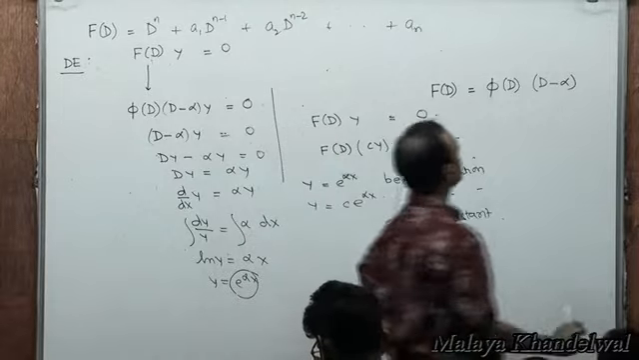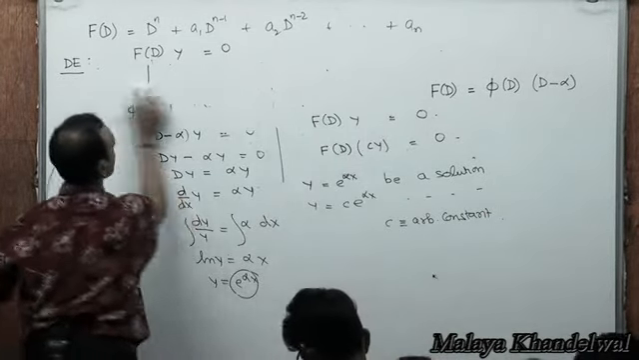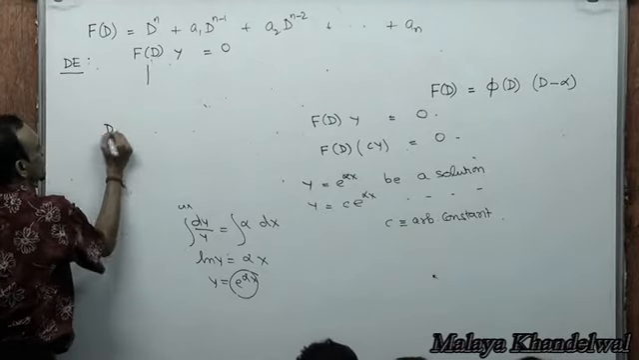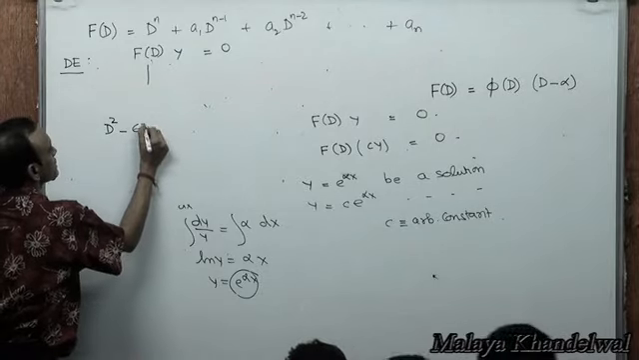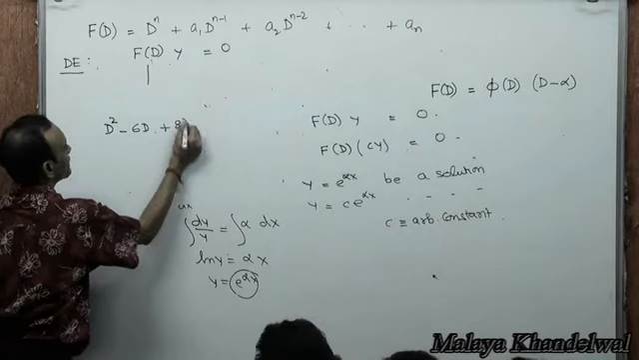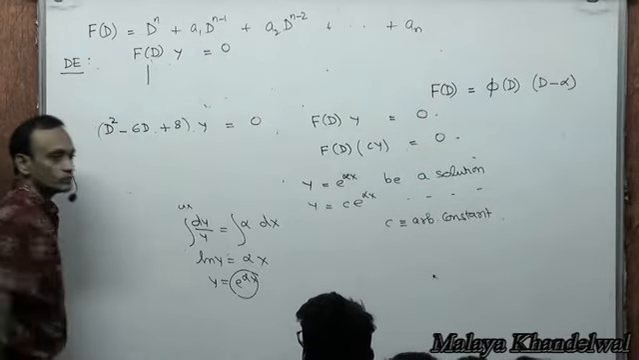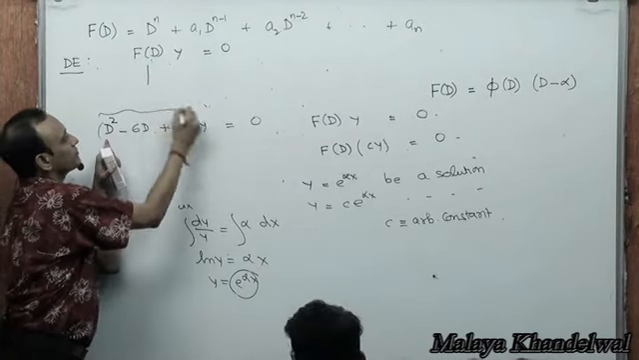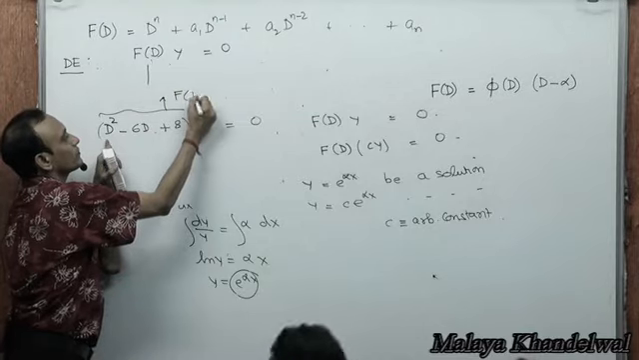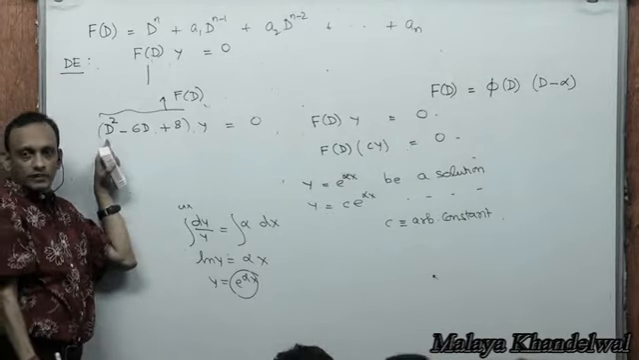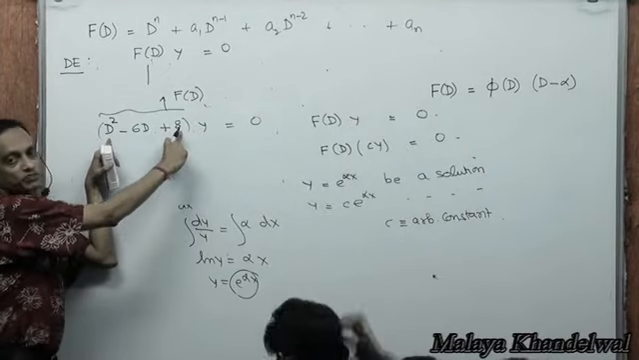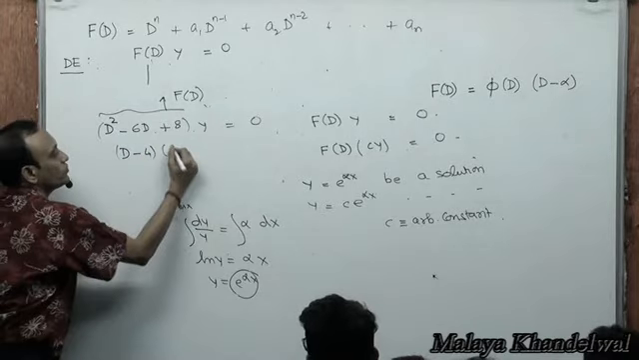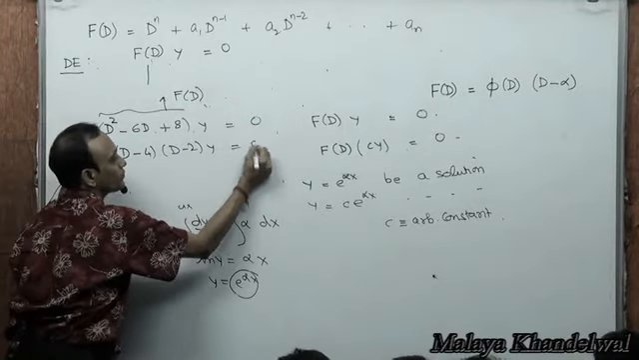Say for example, if I have d squared minus 6d plus 8 acting on y is 0. This is my fd, which is set of operators. This is my fd for a moment. That acting on y is 0, right? I have the luxury to factorize this. So, right? (D minus 4)(D minus 2) acting on y is 0.